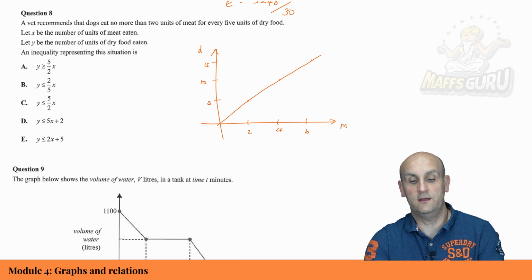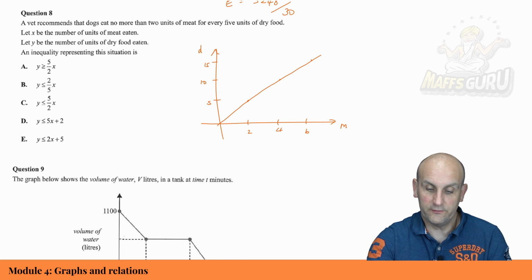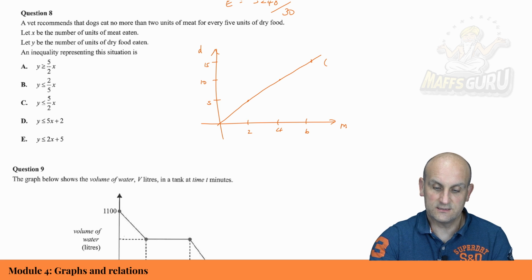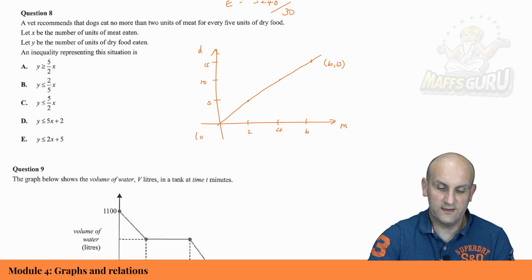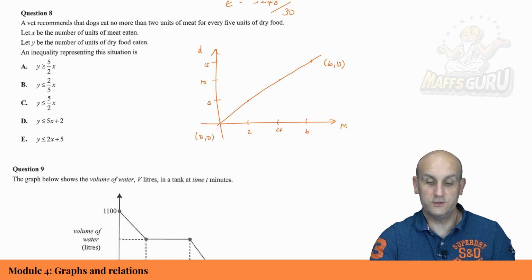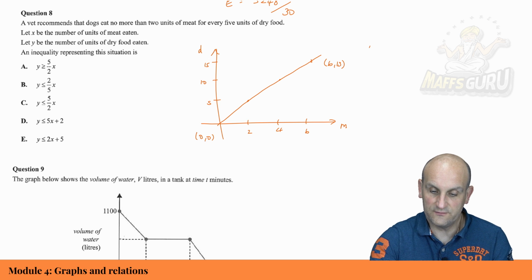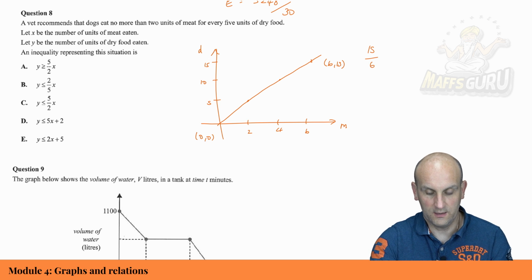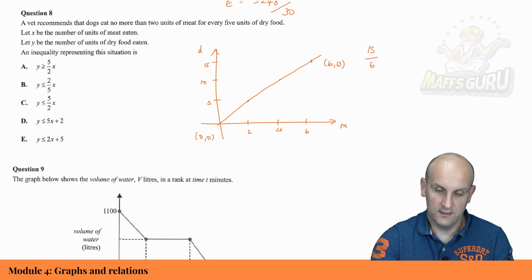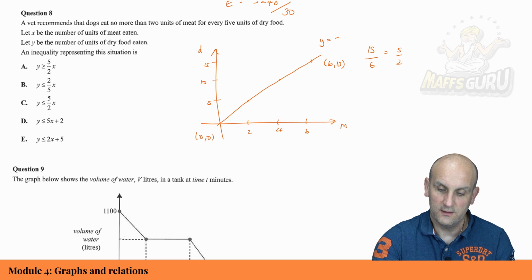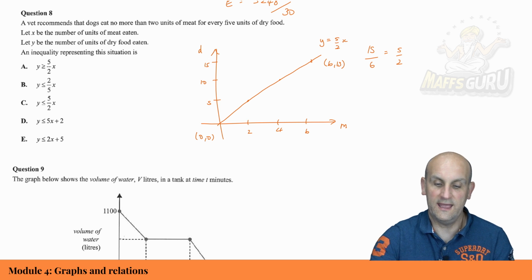Now, if I've got a straight line, I can find rise over run. So this point here is 6, 15. We know this point here is 0, 0. And when we do this, we can say the rise is 15 on 6, which is 5 on 2. Right? So we now know the equation of this line is y is equal to 5 on 2 x.